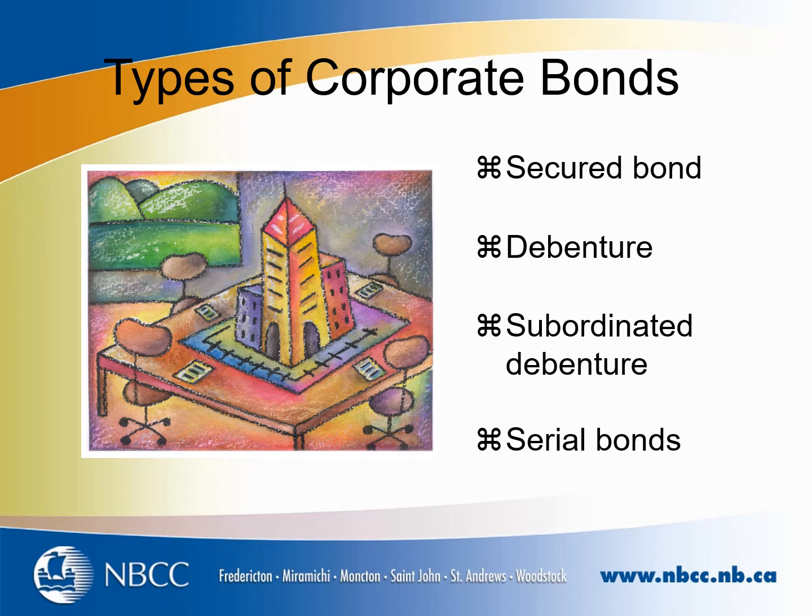And then the final type of bond that I've listed is a serial bond, which is essentially a bond that has a series of maturity dates, so that part of the bond will mature each year. So you will receive a portion of your principal amount each year until the bond fully matures.